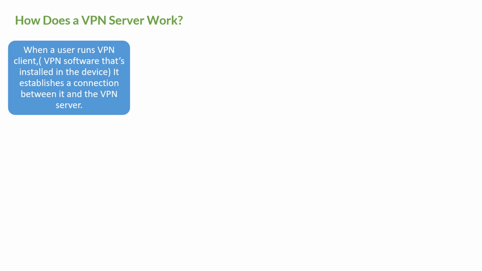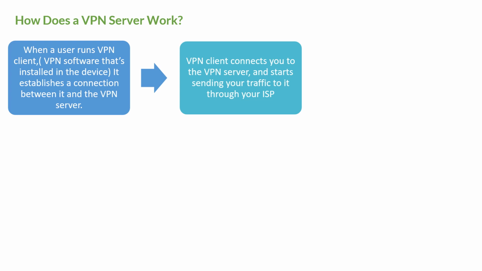If you are using a virtual private network, a VPN server is present in that particular network. We can see what the purpose of this VPN server is. When a user runs a VPN client, which is normally VPN software installed on the device, it establishes a connection between itself and the VPN server in the VPN network. The VPN client connects you to the VPN server and starts sending your traffic to it through your ISP.